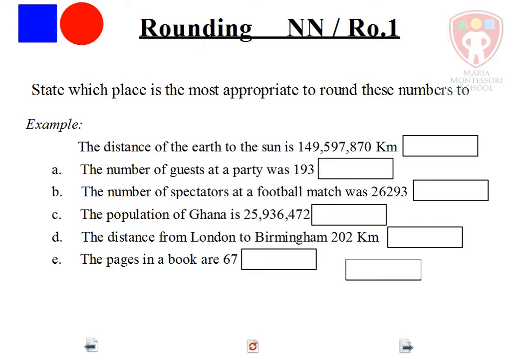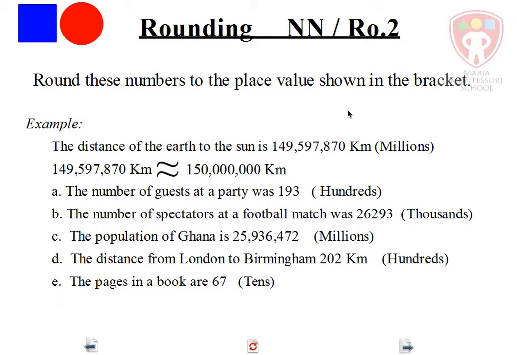Let's move on. We are now going to round these numbers to the place value shown in the brackets. And let's go over one as an example to make sure you understand what to do. The example says, the distance of the Earth to the Sun is 149,597,870 kilometers. And we want to round it to the nearest whole millions. So when we look at this number, we know that the millions are here. The 9 is in the millions column.